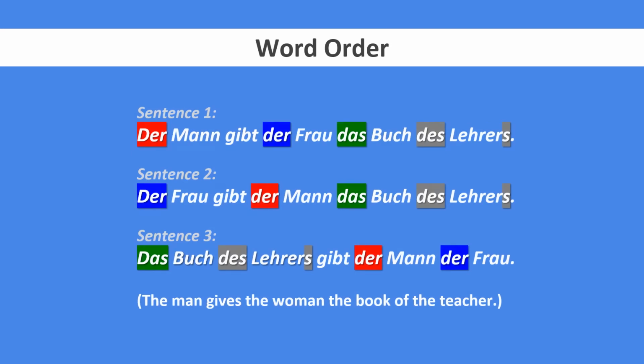Here is an example again. Even though the positions of the subject, direct object, and indirect object are mixed all around, the meaning of these three sentences is the same.